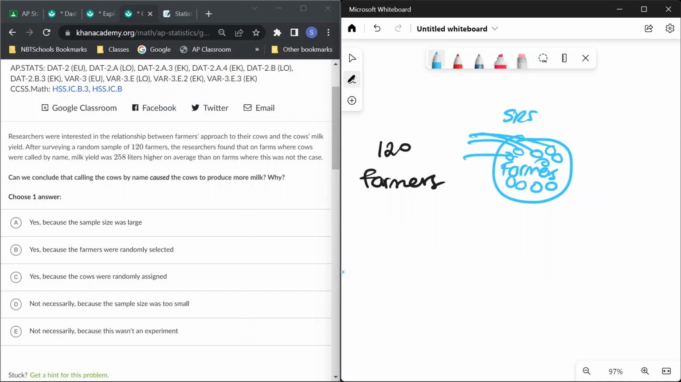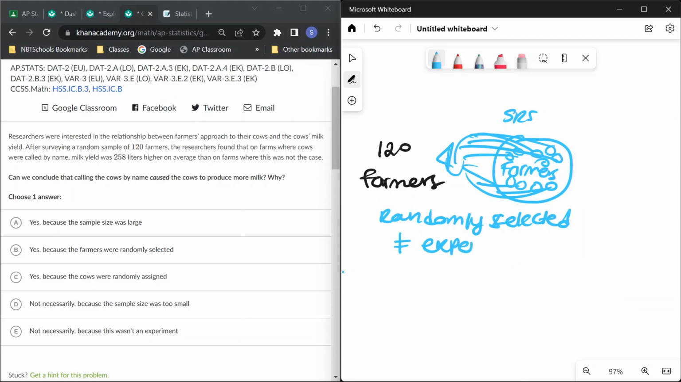And we end up with 120 farmers, and that's our random sample. So these farmers were randomly selected. They were randomly selected, but that does not mean it's an experiment. What means it's an experiment is if they were randomly assigned to a treatment, but they weren't randomly assigned to a treatment. They were just asked their opinion.